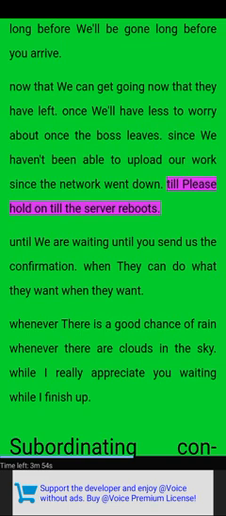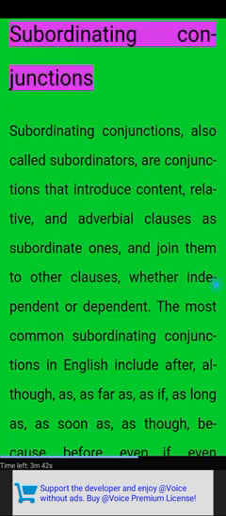Till please hold on till the server reboots. Until we are waiting until you send us the confirmation. When they can do what they want when they want. Whenever there is a good chance of rain whenever there are clouds in the sky. While I really appreciate you waiting while I finish up. Subordinating conjunctions.